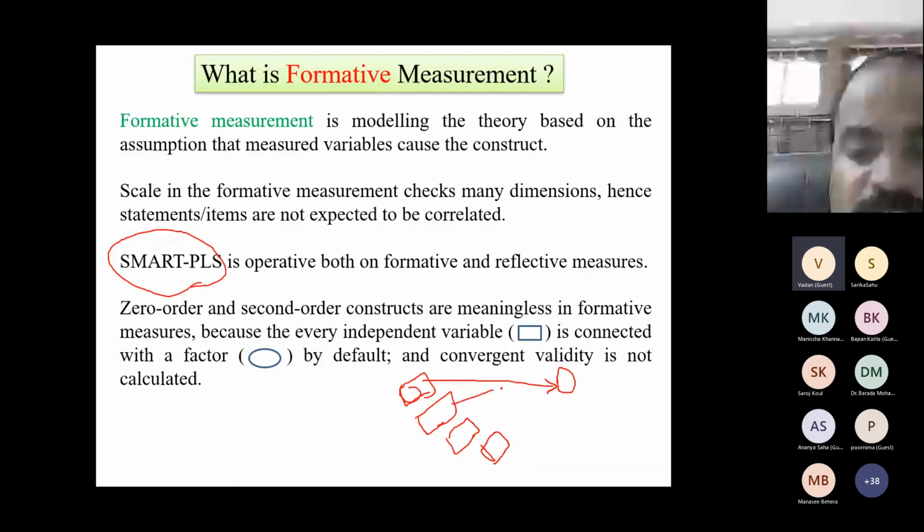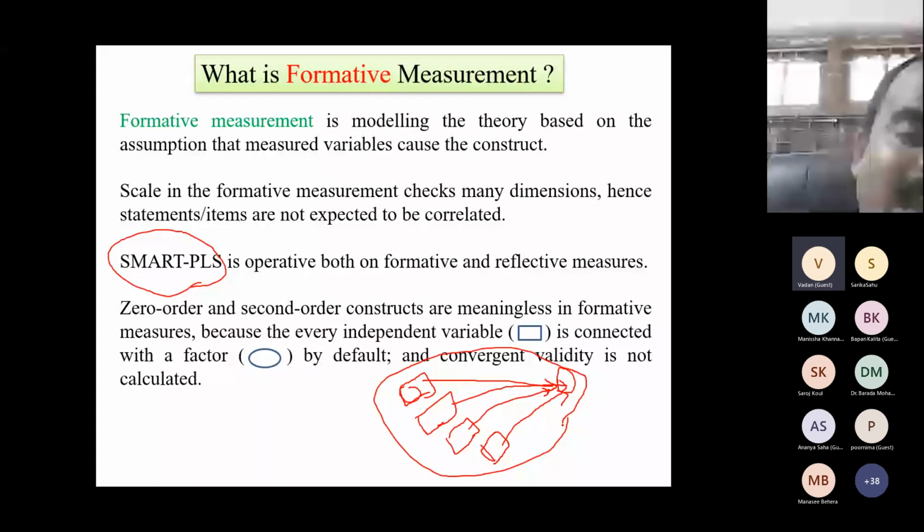Attitude towards the teacher is causing the satisfaction. Attitude towards the campus environment is causing the satisfaction. Attitude towards the virtual class is causing the satisfaction. If your research is going in this direction, that is, your objective is written in this regard, then you can adopt the formative measurement, which can be done by Smart PLS, not by AMOS.